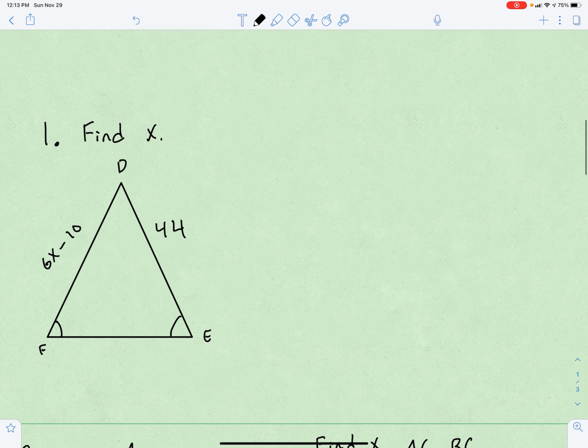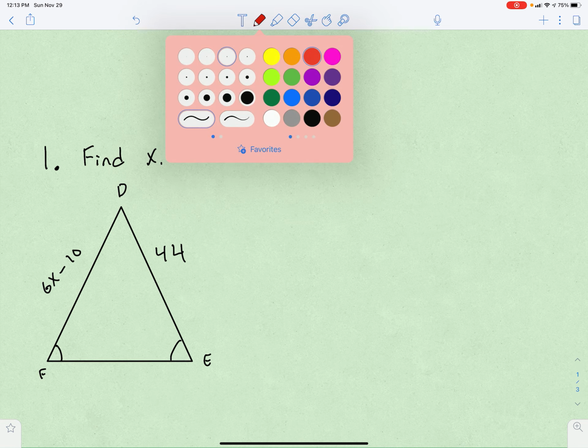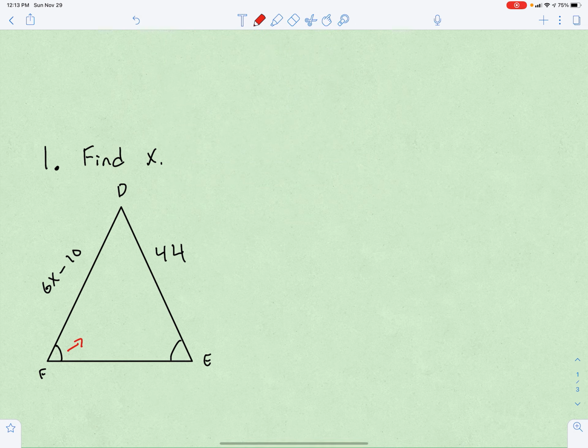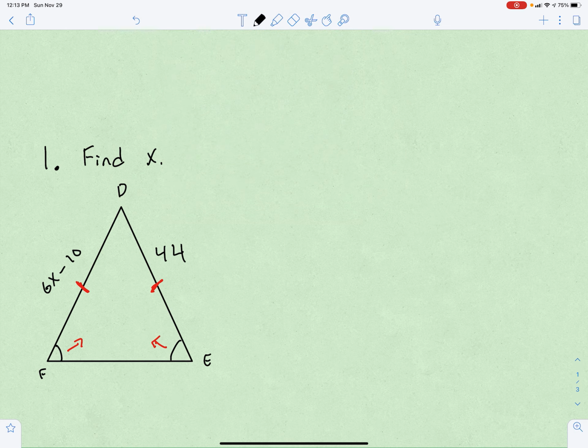So on number 1, we're going to find out what x is. If I look at this, I know this is an isosceles triangle right off the bat just because I see these two angles down here are congruent. So if I draw it to these two sides, I know this side has to be congruent to this side. If two things are congruent, they're equal, I can set it up and solve. So this tells me that FD is congruent to DE.